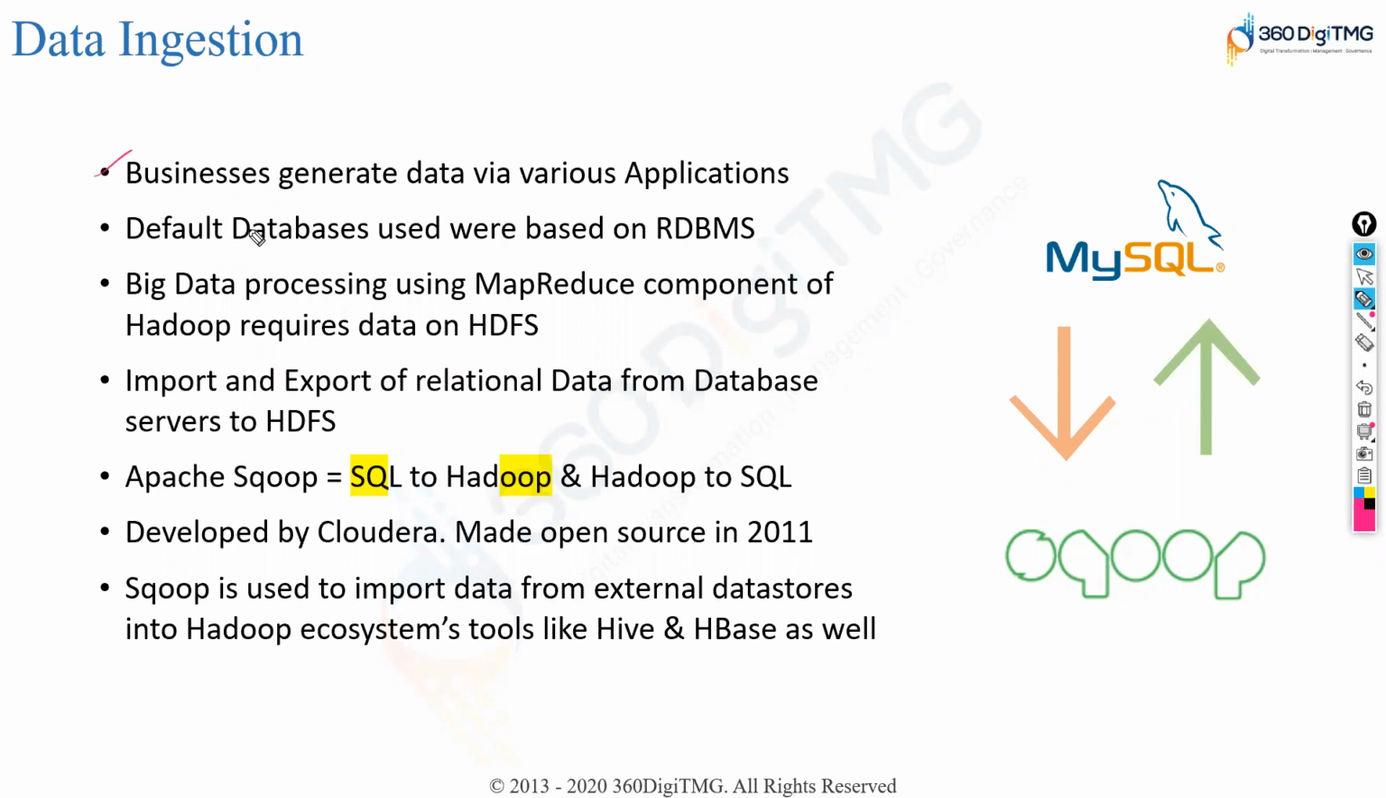Right? So business generates data using various applications, and traditionally this data is getting loaded and stored in RDBMS software. But if you want to do real time, or any kind of analytics, offline or online, we need to have a parallel system, right? So here we need to have a big data system. So we need to push the data from the database to HDFS or HBase or Hive tables. Now that is done using Apache Sqoop, which is nothing but SQL to Hadoop and Hadoop to SQL.